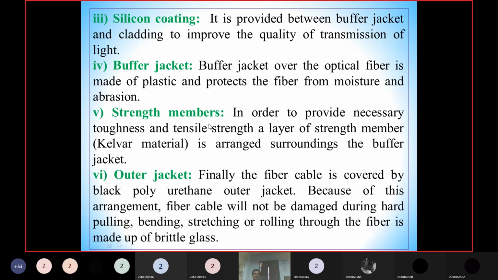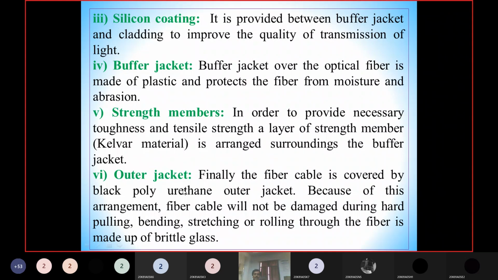Okay, and next one is strength members. What is the use of strength members? They provide the necessary toughness and tensile strength. A layer of strength member is arranged surrounding the buffer jacket. Suppose you apply tensile strength, suppose you pull the fiber optics, what happens? There is a chance to break because glass is very brittle. That's why, to protect the core and cladding, we use the strength members.